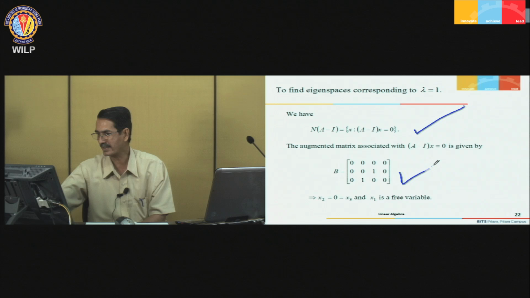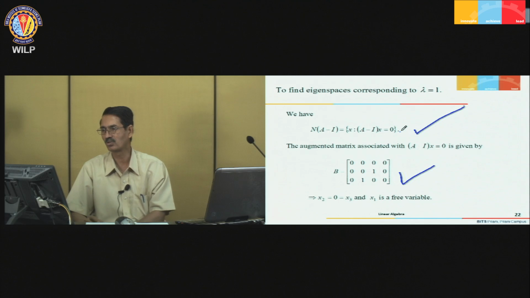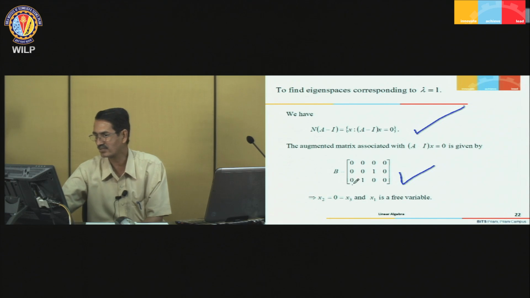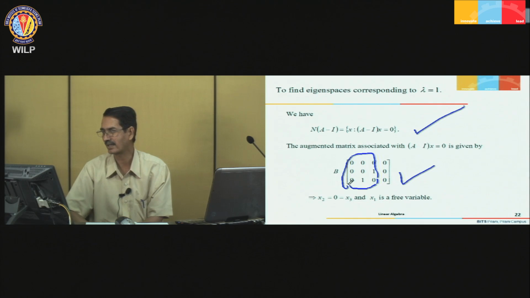This is the augmented matrix corresponding to (A minus I)x equals 0. From the matrix A, the identity matrix I has been subtracted, which means 1 has been subtracted from the diagonal elements of A, and whatever is left up to here is the matrix A minus I. The last column of 0s is because of the augmented matrix.